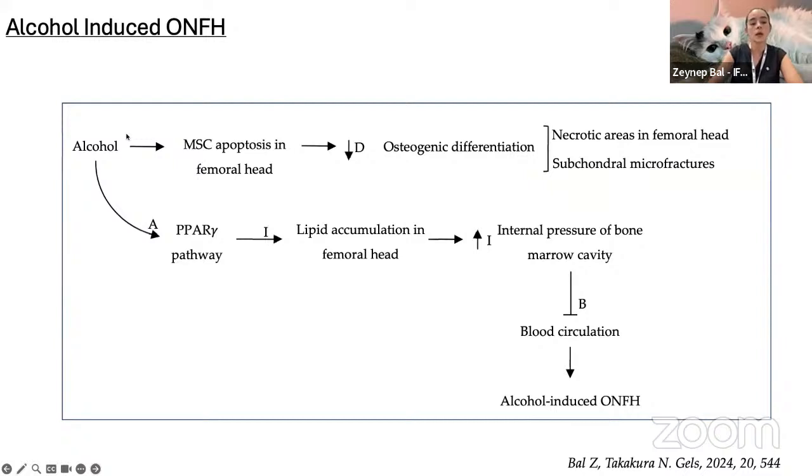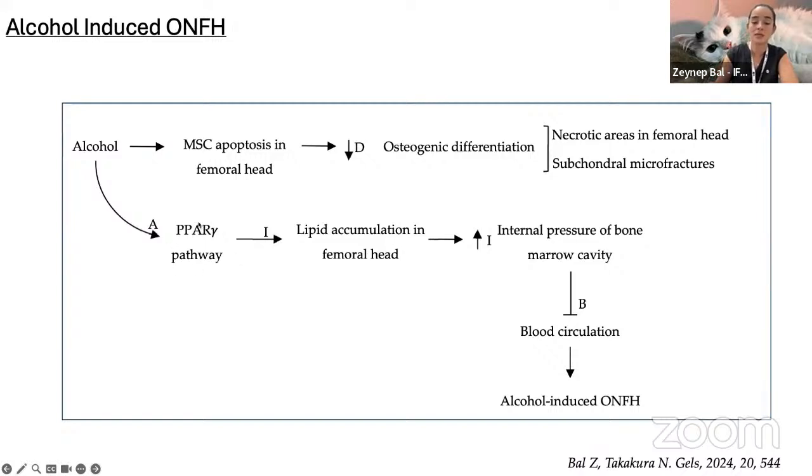So for alcohol-induced, actually, excess use of alcohol is shown to cause mesenchymal stem cell apoptosis, in vitro and in vivo. So this means that you have fewer mesenchymal stem cells, which will cause decreased osteogenic differentiation. You don't have enough cells. And if you don't have enough differentiation, enough osteoblasts, you may end up with necrotic areas and subchondral microfractures.